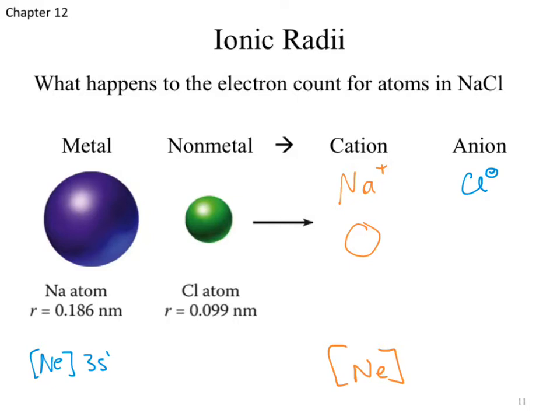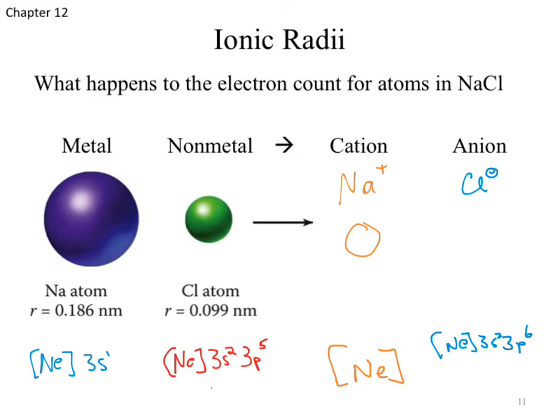What happens when we look at our chlorine? Our electron configuration for chlorine is neon, 3s2, 3p5. When it becomes chloride, what happened? It gained an electron, so it went to neon, 3s2, 3p6. We put that electron into the same energy level. What would we predict to happen to the size? Same size, or smaller.